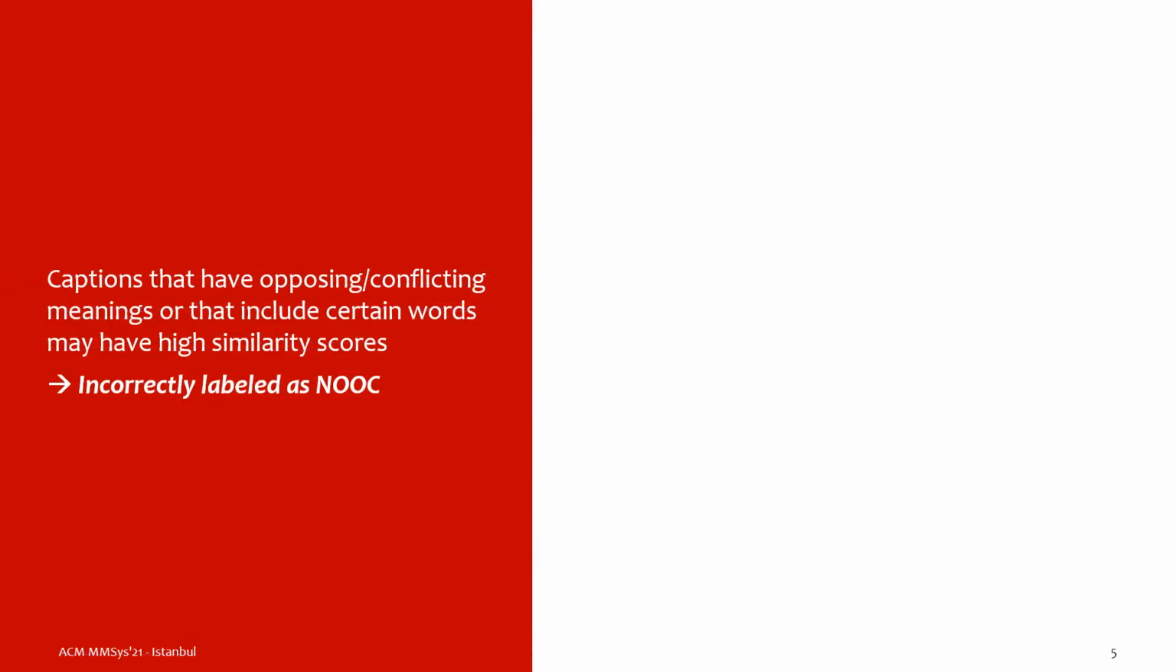There are a few problems with this approach though. First of all, captions that have opposing or conflicting meanings, or that explicitly include words such as fake, hoax, etc., which strongly indicate that the caption may be out of context, may still have high semantic similarity scores. We have observed that this is mostly the case when the captions contain common words but convey conflicting messages. We think that this somehow tricks the expert WK model that Cosmos uses for similarity checking.